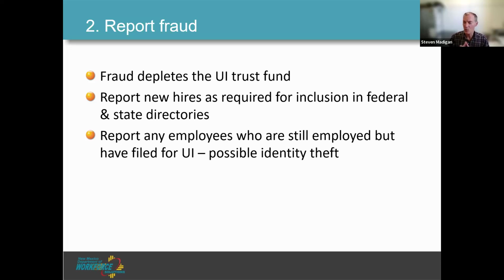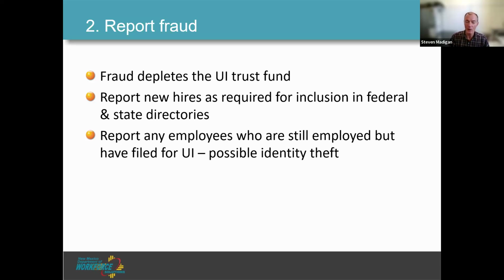So on a weekly basis, we run cross matches with the national and state new hire directories to see if there is anyone who's been hired, so is now working and still has an active claim. So how you can help us out on this, and again, to preserve the health of the trust fund, is by reporting new hires as you hire them to both of these directories. That allows us, when we run the cross matches, to catch those individuals who might be claiming benefits, so saying they're unemployed, who've actually returned back to work.